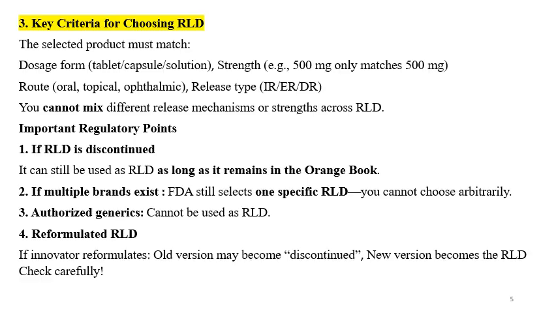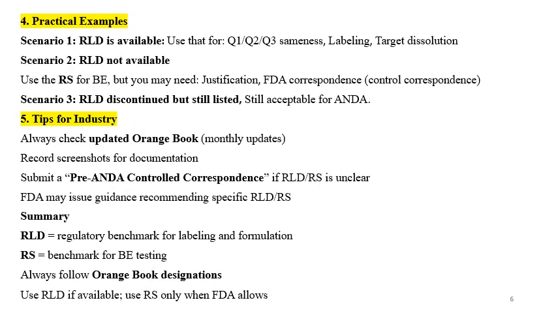Important regulatory points for the RLD and RS selection. If RLD is discontinued, it can still be used as RLD as long as it remains in the Orange Book, but it should be available in the market. If multiple brands are there, then FDA still selects one specific RLD. You cannot choose any other RLD than this. Then authorized generics cannot be used as RLD. Reformulated RLD. If innovator reformulates, old version may become discontinued, new versions may become RLD. So you need to check all this information very carefully.